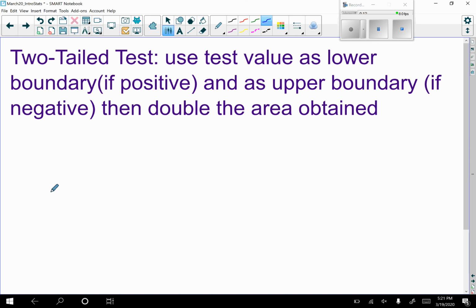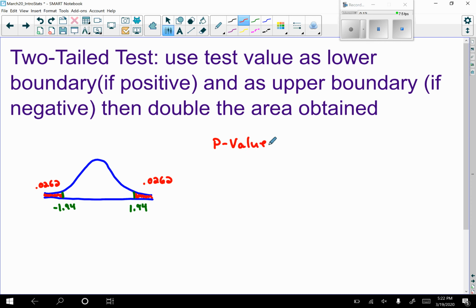So if I'm drawing this out, let's say I have this negative 1.94, and then I have a positive 1.94. So the area I get here is going to be this 0.0262, and then the area I get here is also going to be 0.0262. So that means my p-value is the combination of them, because I need to compare it to alpha. So that's going to be 2 times the 0.0262.